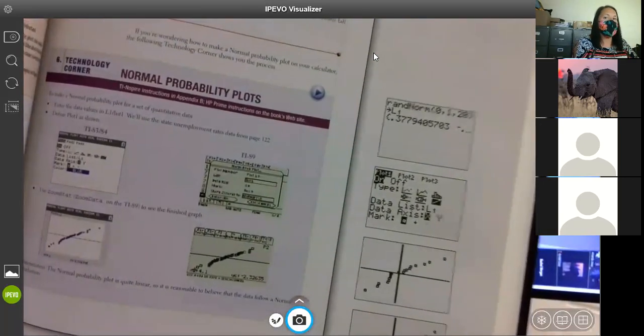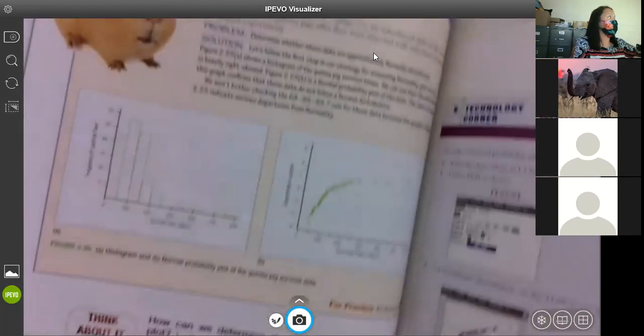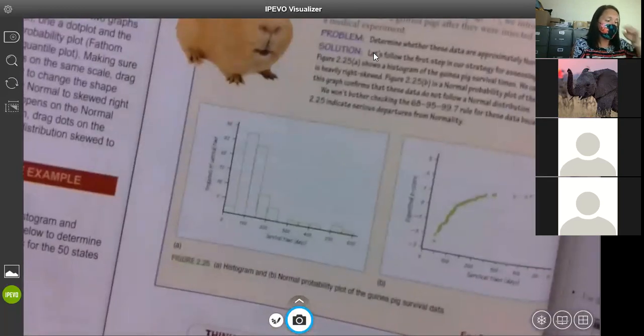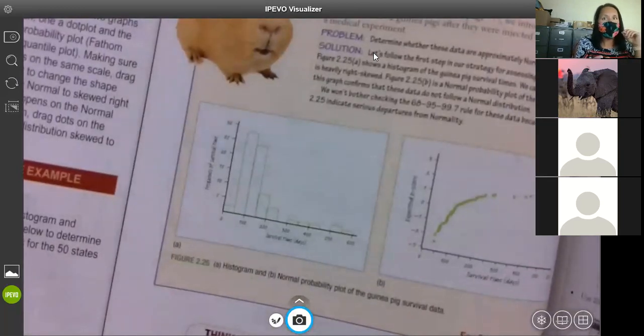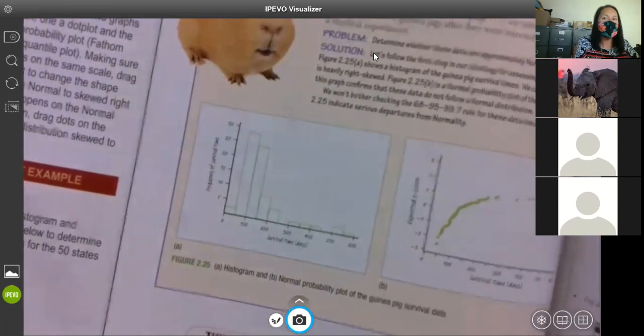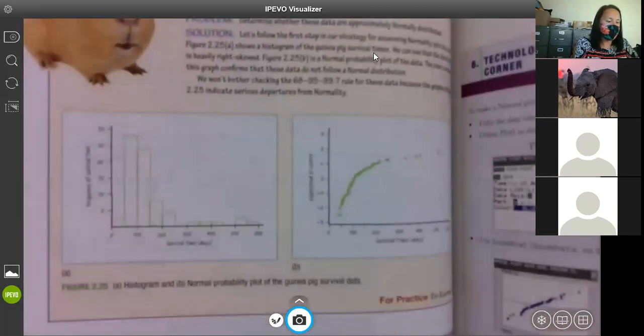All right, so then you have guinea pig survival. So that's that next page. Remember, I told you I don't really have anything to tell you. I just want to show you, okay? So if you have to write them down, this is where they're at. So the guinea pig survival, it says determine whether these data are approximately normally distributed. So it gives you this plot over here, and you guys see how it's not linear?